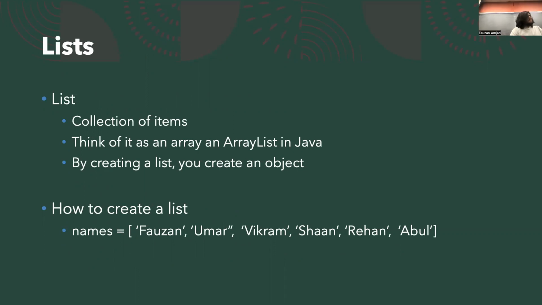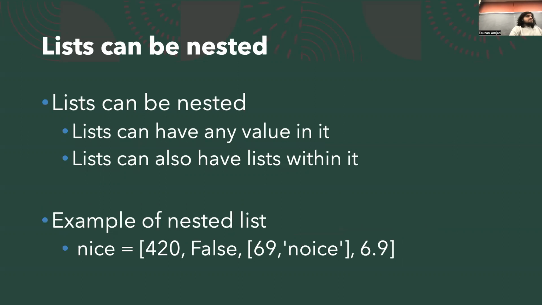A good way to remember it is an ArrayList in Java. But the thing with an ArrayList in Java is that you would have to declare it as an object, if that makes sense, not as an integer ArrayList. So that's just one way of remembering it. Lists can also be nested, so you can put a list within a list, okay? And so you would access it as such.